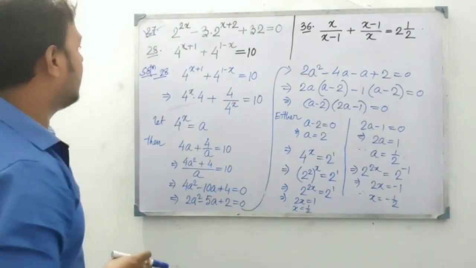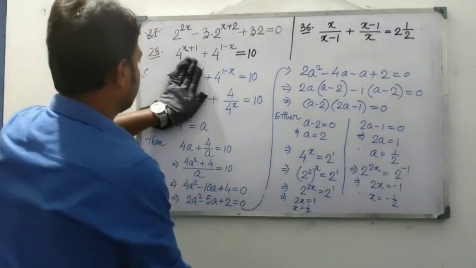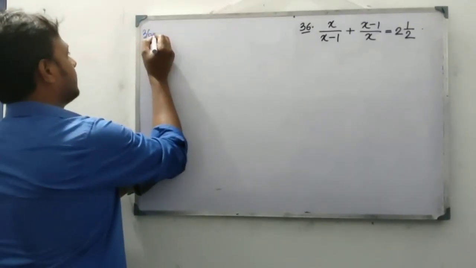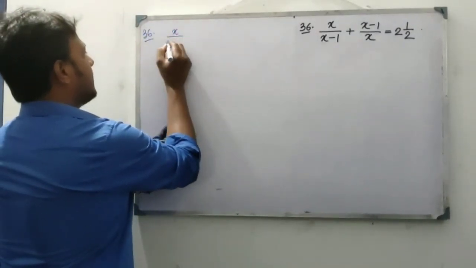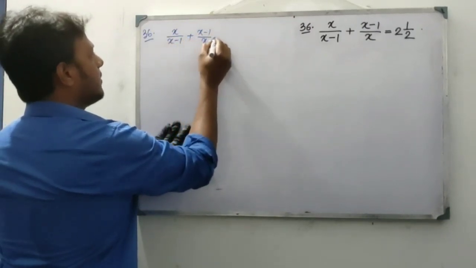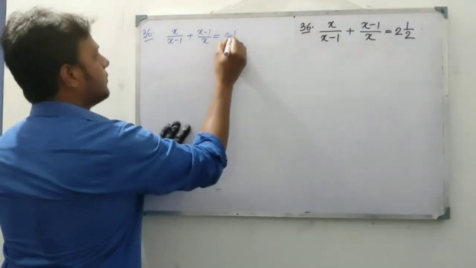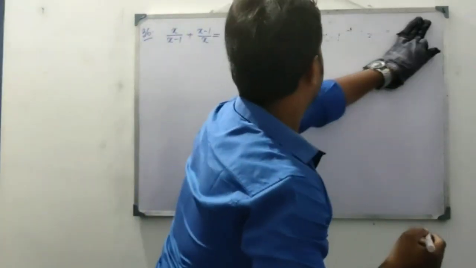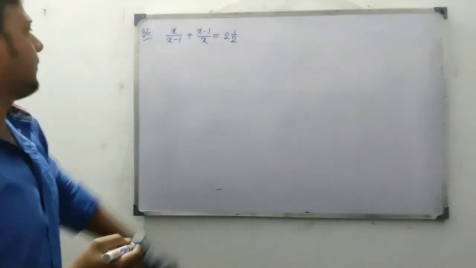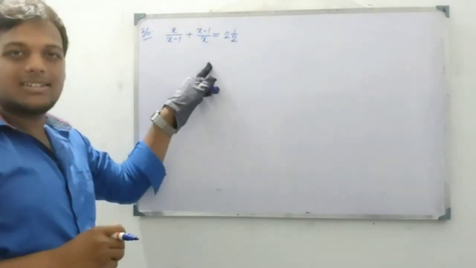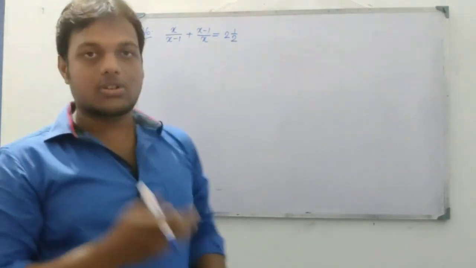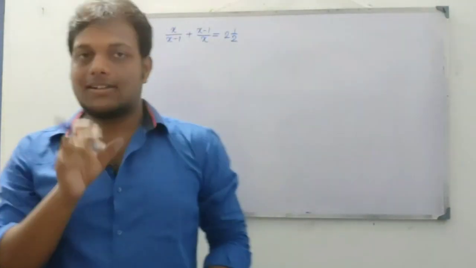Next, problem number 36. I am writing here: x by x minus 1 plus x minus 1 by x equals 2 and 1 by 2. To solve this problem, you can go through the straightforward way, that means take the LCM on the left hand side, and you will get the standard form of a quadratic equation. But I will use a trick.